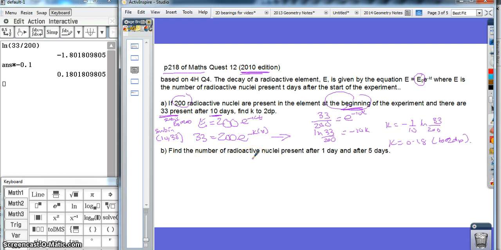Find the number of radioactive nuclei present after 1 day and after 5 days. Again, just pause your video, see if you can work it out first, then come back and check in a minute.